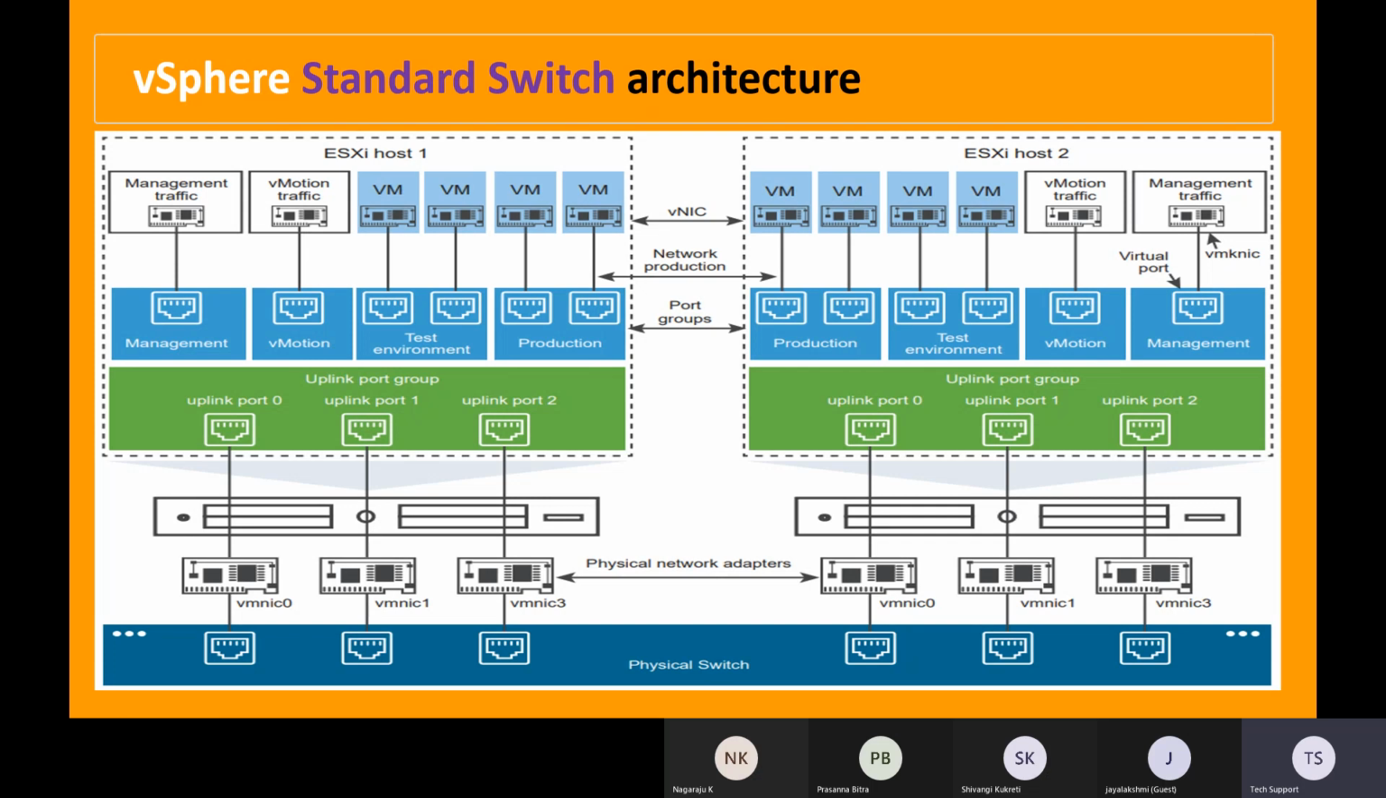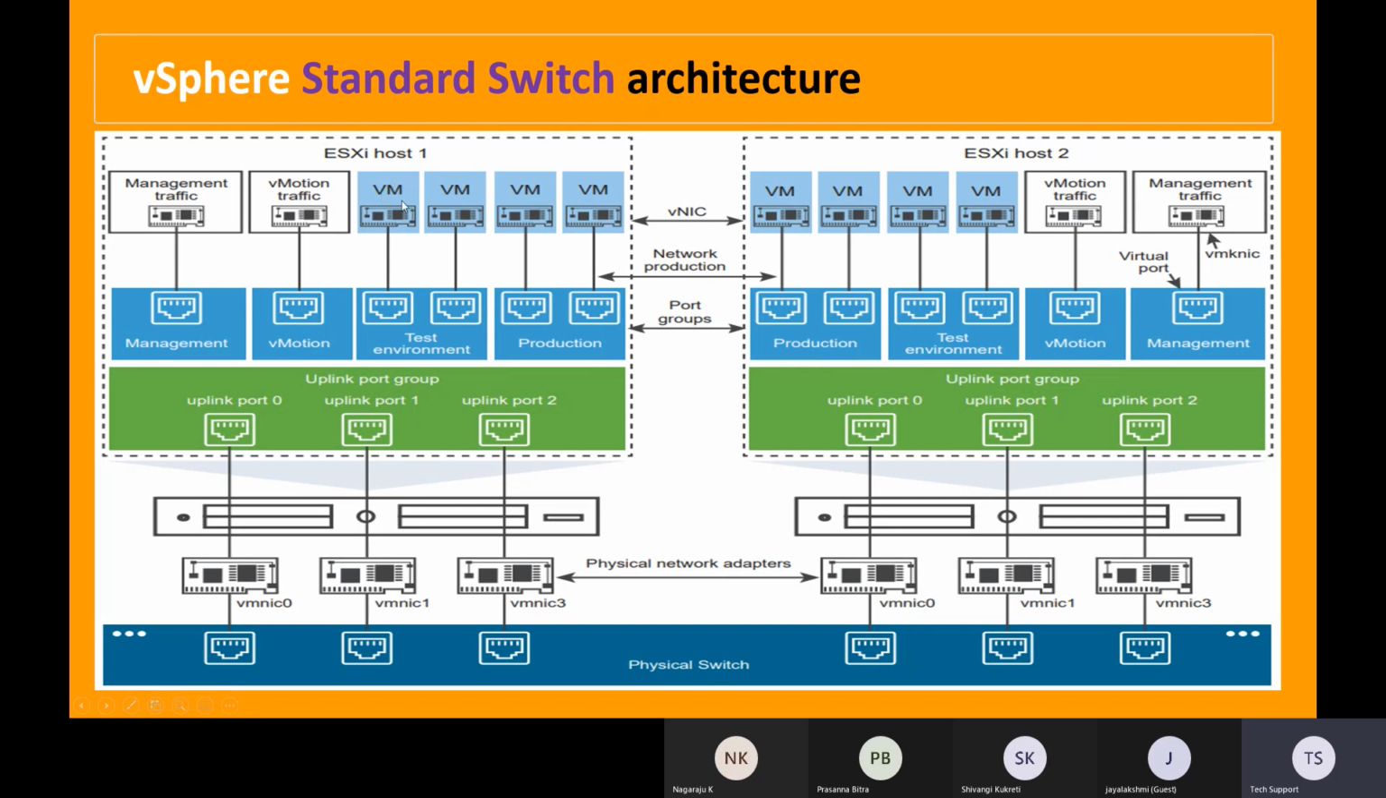So in this diagram, they say that they divided into 4 port groups. One port group is dedicated for management traffic, and another port group is dedicated for vMotion traffic. Here I will tell you what vMotion means. If you want to move your virtual machine from one ESX host to another ESX host, we need a dedicated network connection that is called vMotion traffic.